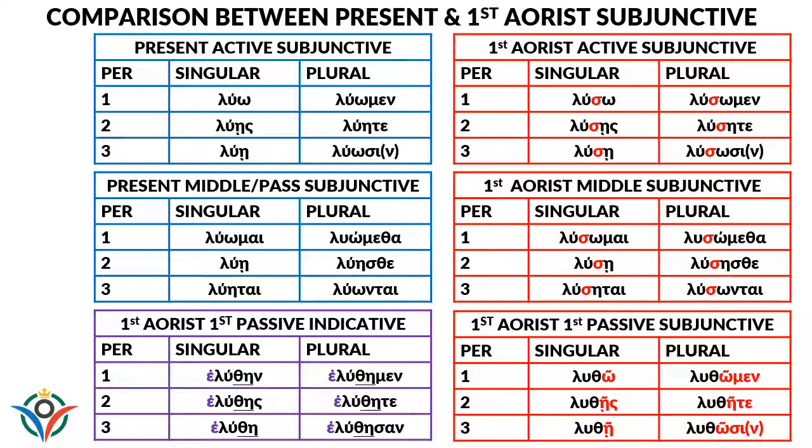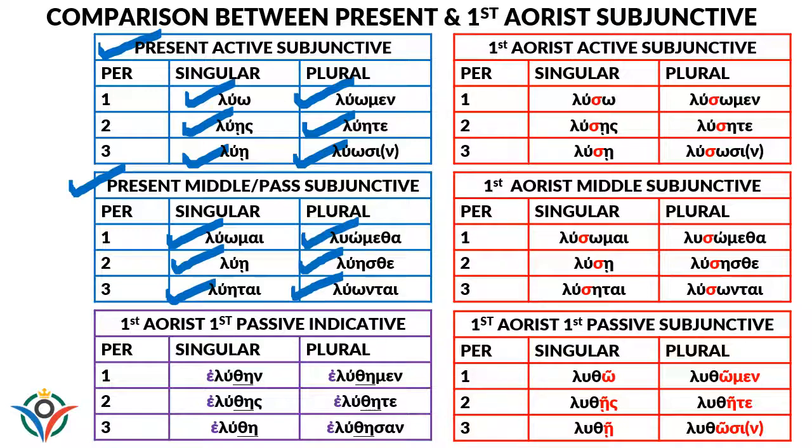So in order to teach you the first aorist subjunctive forms, I'd like to compare them to the present subjunctive forms because they are so similar. So let's quickly do some revision of the present active and the present middle passive subjunctive forms. So the singulars for the present active are luo, luais, luai, and the plurals luomen, luete, luosin. And then the present middle passive, we have luomai, luai, luetai, luometha, luesthe, and luontai.